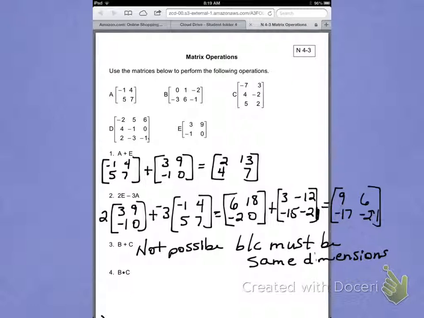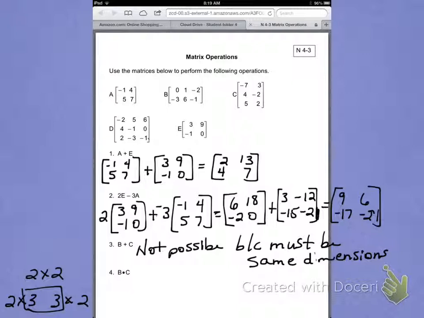B times C. All right, remember we have to check our dimensions here, so let's do that. B again is 2 by 3. So I'm going to write them over here in the blue. And C is 3 by 2. Well, in this case, that difference makes them where we can multiply them because our inner dimensions match. And our final answer matrix is going to be 2 by 2.